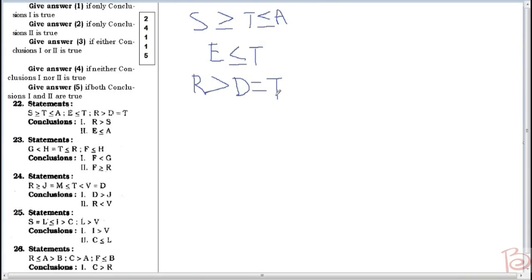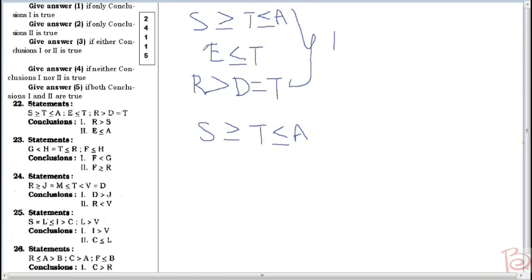So what we have to do is combine these three statements into one. That is the first step. First we are going to write the first statement as it is, because that is the longest statement.